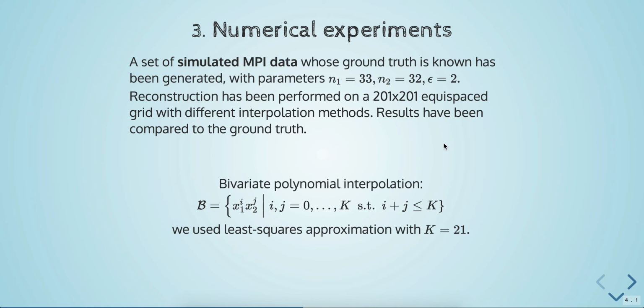Different interpolation methods have been used. For the first one, the bivariate polynomial interpolation of total degree, which is x1 to the e, x2 to the j, such that the sum of e and j is smaller or equal than the degree. And for that one, we use the least squares approximation with k21.